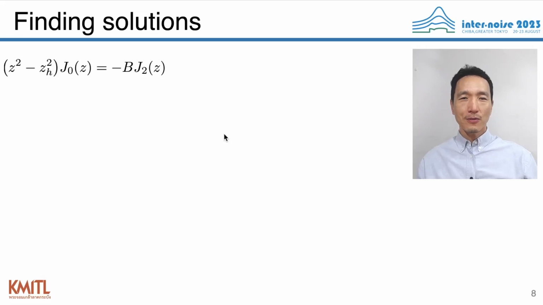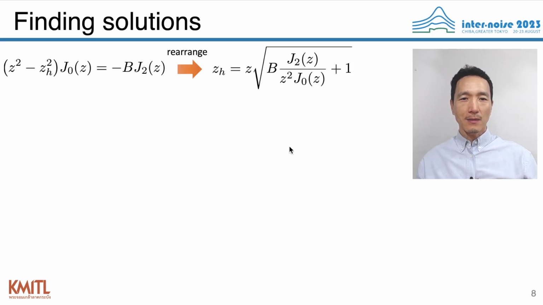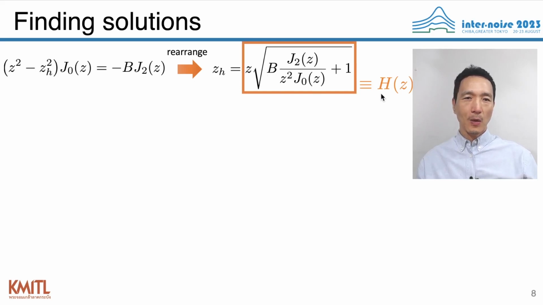To find the solutions for the equation, we could simply put it in the computer to get some numbers back. But if we rearrange the equation, isolating ZH on the left-hand side from everything else, including the variable Z on the right-hand side, we might be able to better understand how changing parameters would modulate the resonance frequencies. So the right-hand side of this rearranged equation, we're going to define it as capital H.